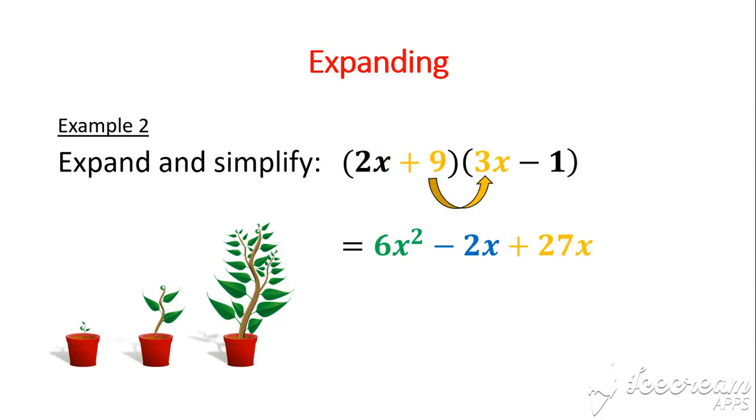This 3x has been multiplied by the positive 9. We write down plus 27x. And this positive 9 has been multiplied by this negative 1, which is negative 9. So we're going to write down subtract 9.